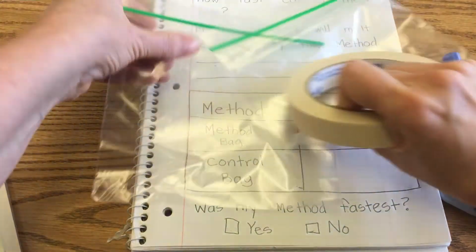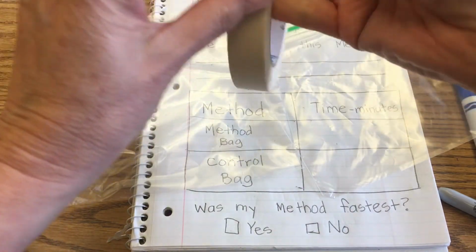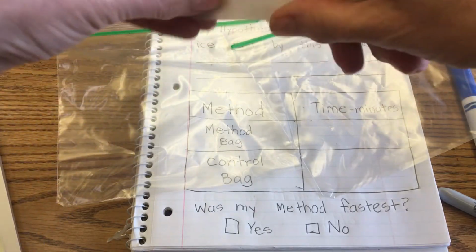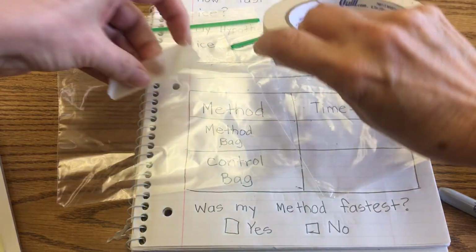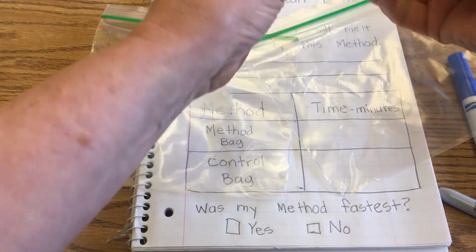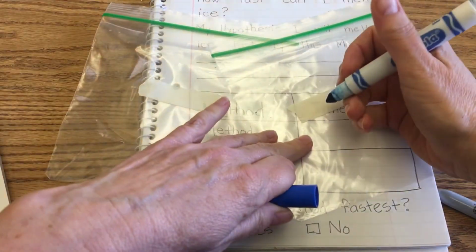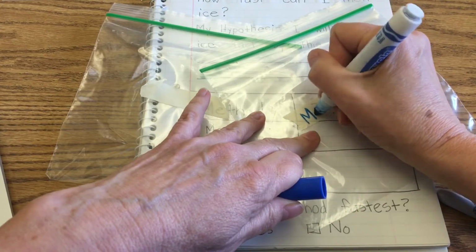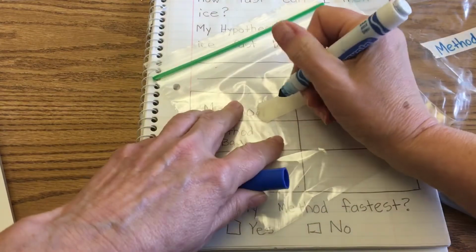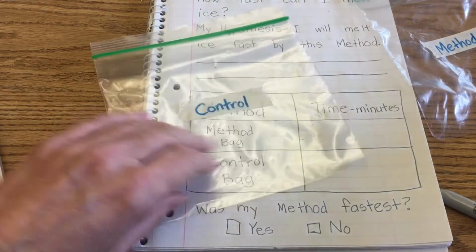So if you don't have a permanent marker, what you can do is take some tape, and again your parent or whoever you have helping you today can help you, and put a little piece of tape on one bag, put a piece of tape on the other bag, and then you can write on the tape with anything. So if you have another type of marker or a pen or a pencil, just write method, and this way you can see what's on it, and then control on the other. Okay? All right, because you can write on the tape and it'll stay on there.